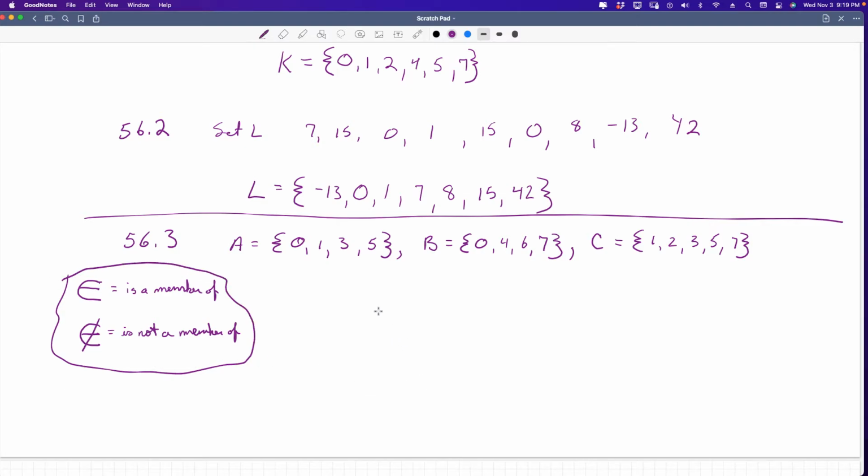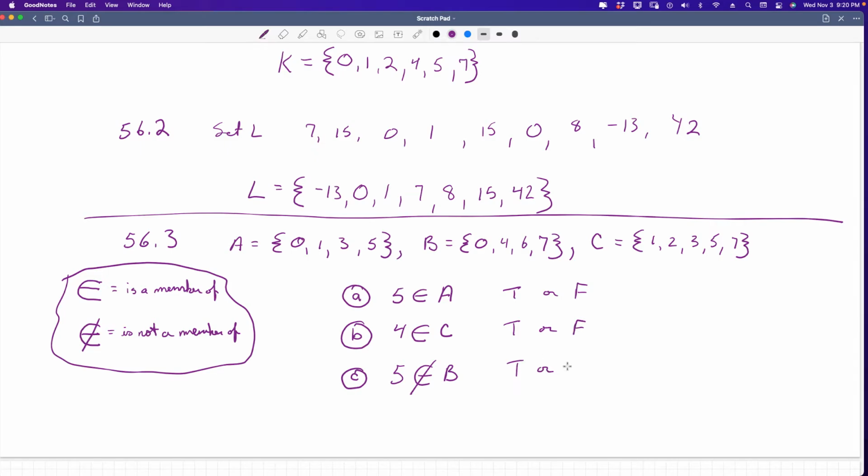Okay? So here come our questions. A, 5 is a member of A. B, 4 is a member of C, and C says that 5 is not a member of B. Are these true or false?